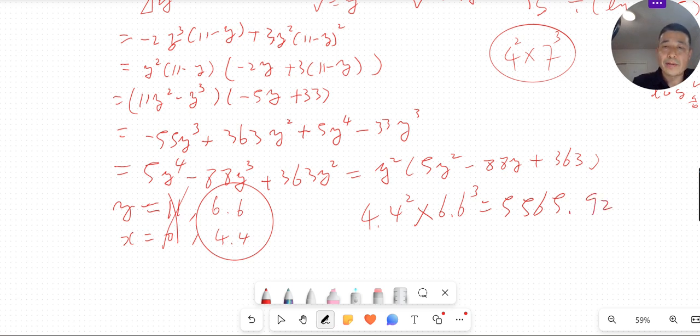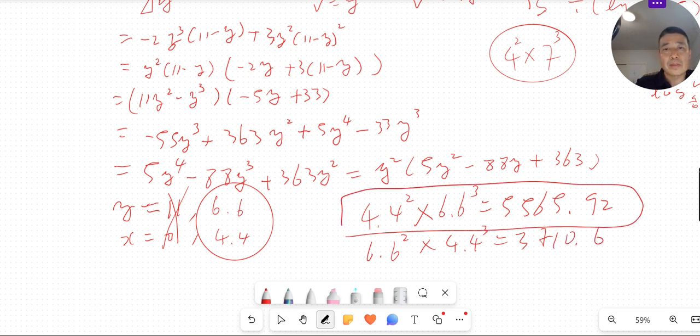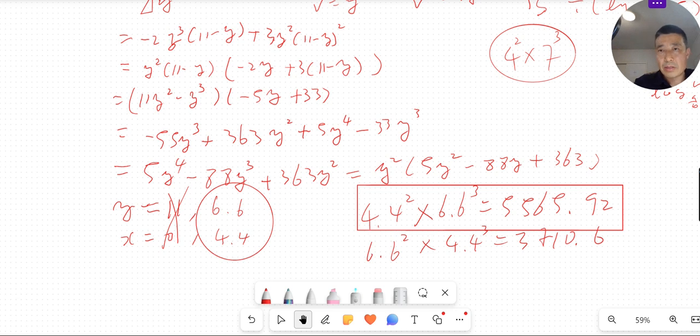Times 6.6 cubed gives me 5,565.92-ish. What if I go 6.6 squared? Of course, this is bigger, but I'm going to try it out anyway. 6.6 squared times 4.4 cubed. This is 3,710.6. So this is the best. Now, as I said earlier, try this. 4 squared times 7 cubed. I got 5,488. Doesn't reach this.